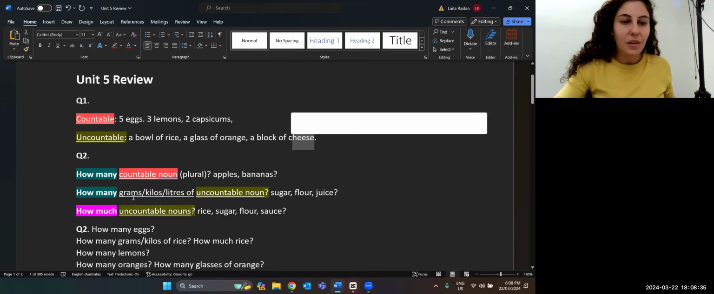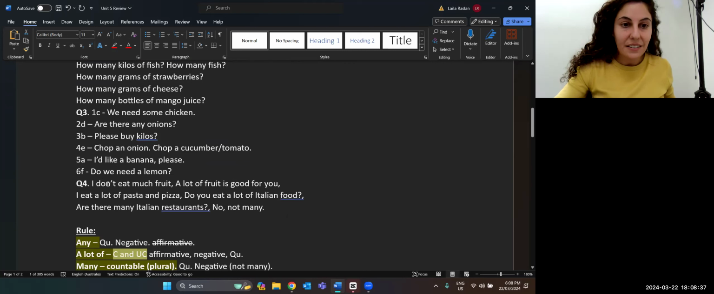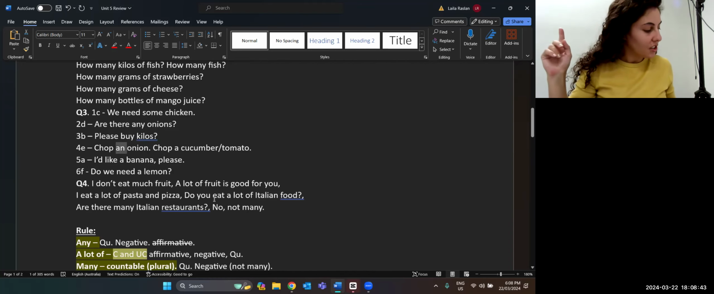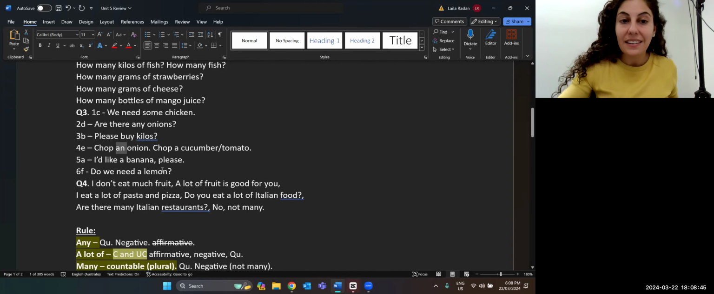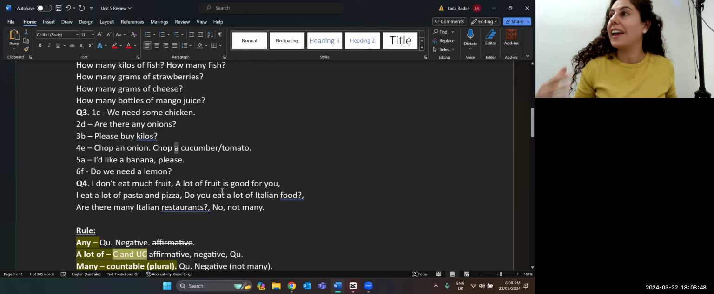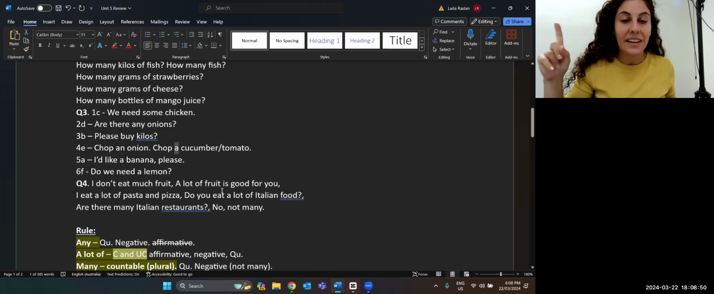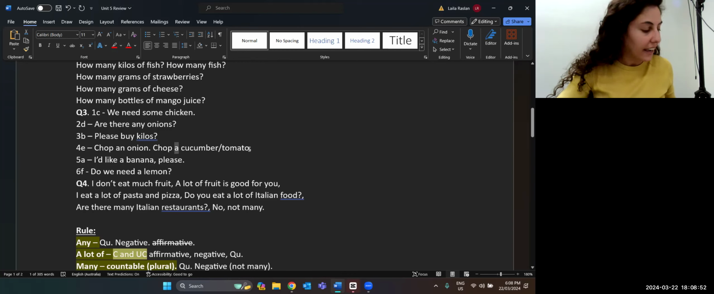Okay, we know how to use a or an. Remember, that's with singular. So chop an onion. So when I say an or a, these are called articles and they are used for singular one noun. Okay, so make sure that there's no S.